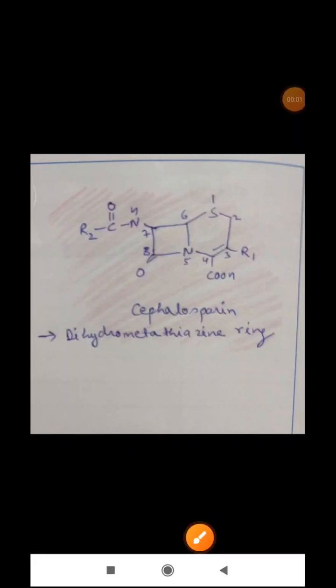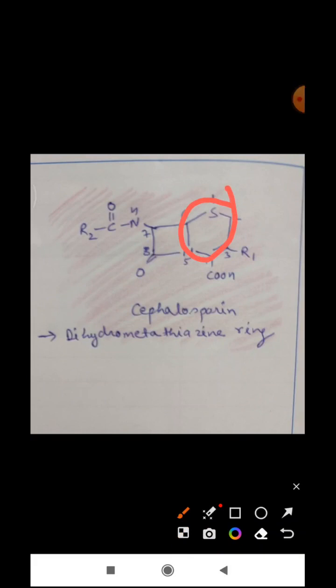The structure of cephalosporins contains a dihydrothiazine ring, which is a 6-membered ring. It also contains a beta-lactam ring, which is also known as azetidine ring. It contains an acetoxy-methyl side chain at 3rd position and an acyl amino side chain at 7th position.